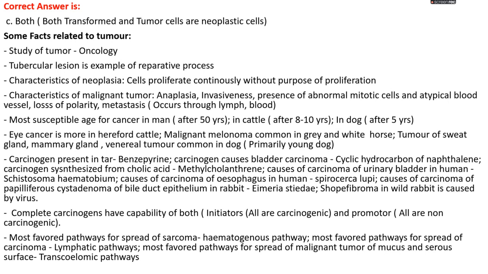If we see the spread pathway of tumors, the most favored pathway for the spread of sarcoma, a connective tissue tumor, is the hematogenous pathway, that is transfer by means of blood. And the most favored pathway for the spread of carcinoma, an epithelial cell tumor, is the lymphatic pathway.